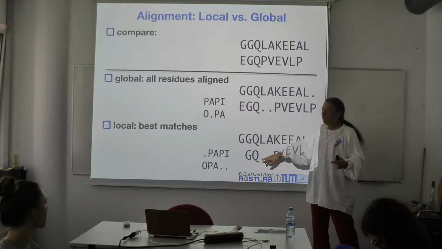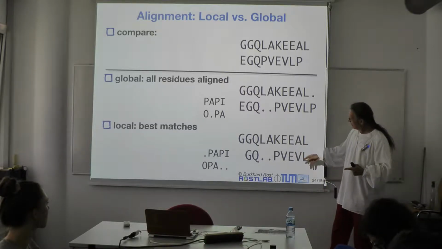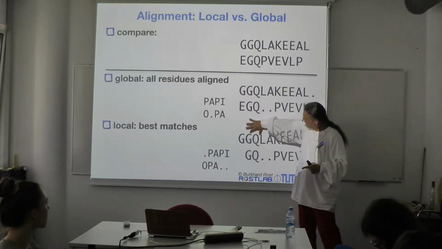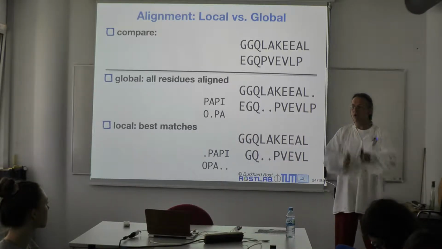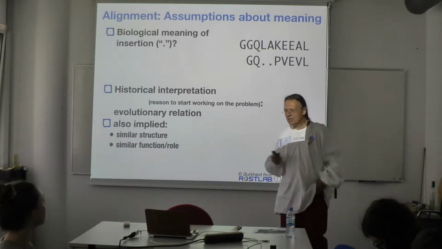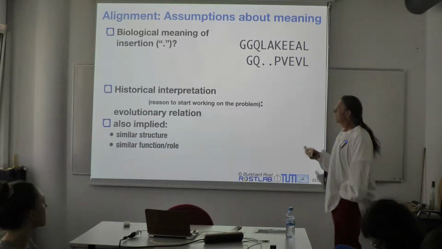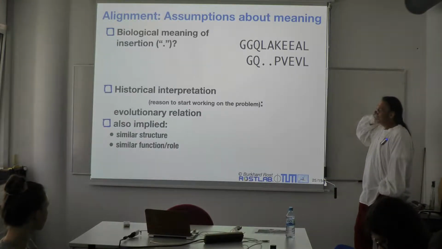While in the other case, we can have internal sub-matches. In the most extreme case, we could just call this one here the alignment, the G and Q. That would be a very, very local alignment. You would have only two residues matching, right? And there is always going to be a problem. What is better, the local or the global?